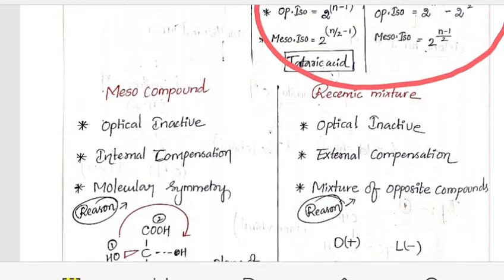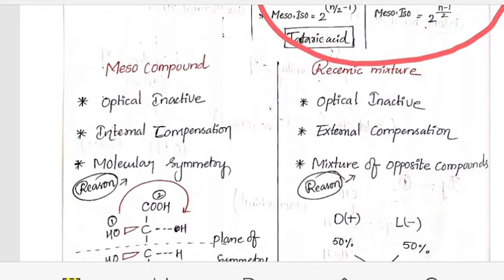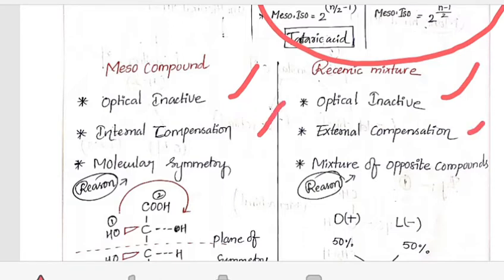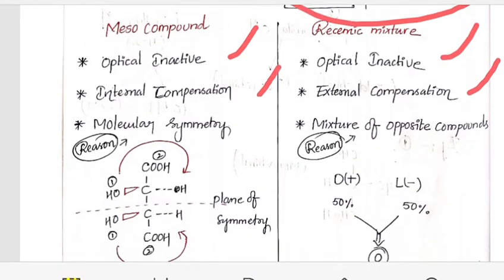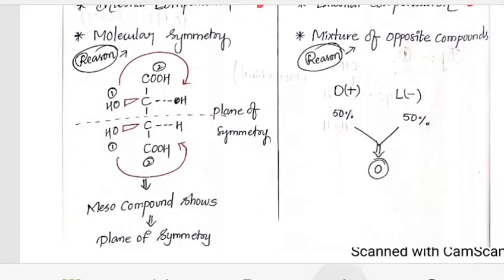You have to know the difference between meso compounds and racemic mixtures. Meso compounds are optically inactive and racemic mixtures are also optically inactive, but meso compounds show internal compensation and racemic mixtures show external compensation. In meso compounds, because of the planarity, there is an internal opposite configuration, which is why they form optically inactive compounds. But a racemic mixture has equal amounts of the dextro and levo forms, which gives the racemic mixture. Both compounds are optically inactive, but the reasons are different.